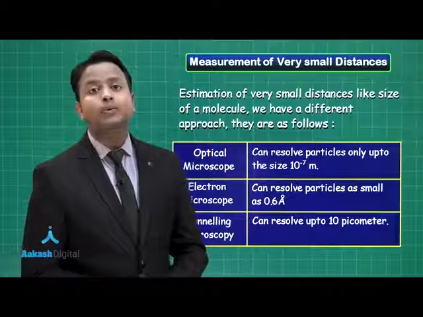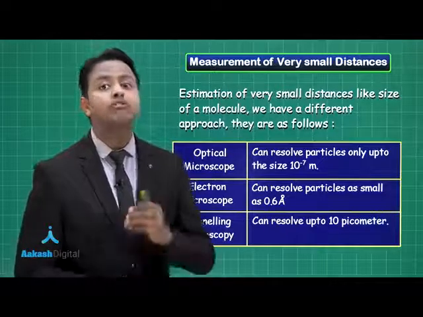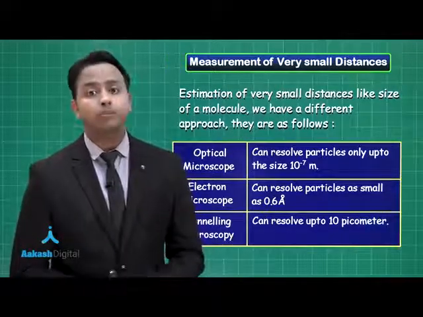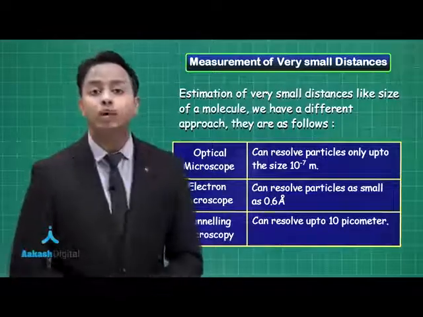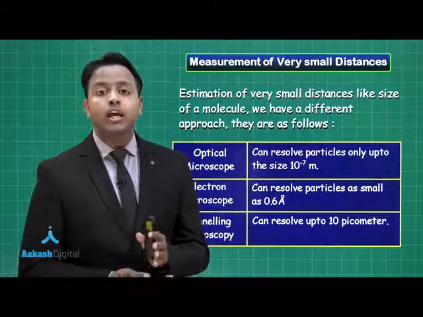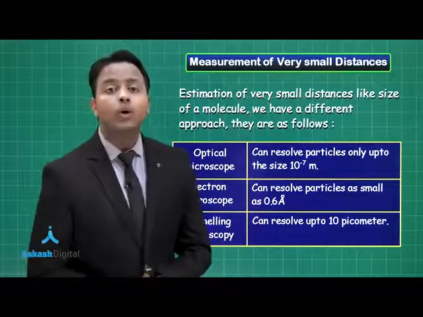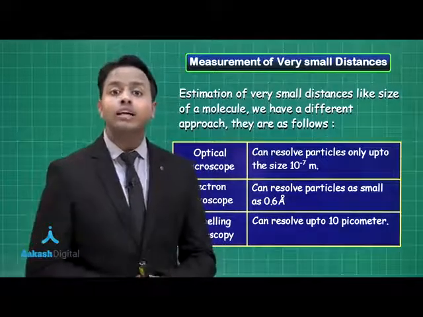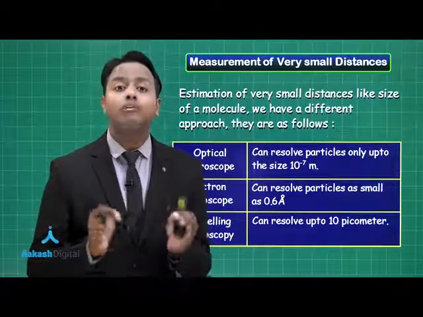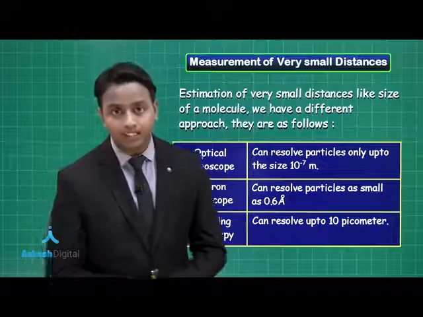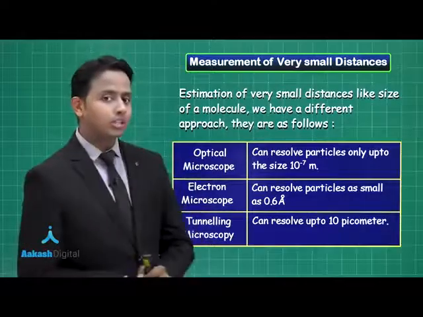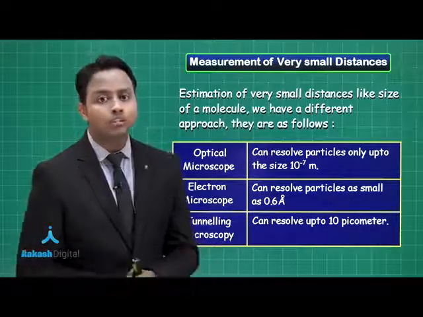Now, as compared to your perception, the electron microscope is a very strong device and has a much better resolution. So, it can resolve particles as small as 0.6 angstrom. Can you imagine what 1 angstrom is? 1 angstrom is actually 1 by 10 to the power 10 times a meter. You cannot see that kind of physical size. So they have that much resolution, but still we are not in the range of a molecule.